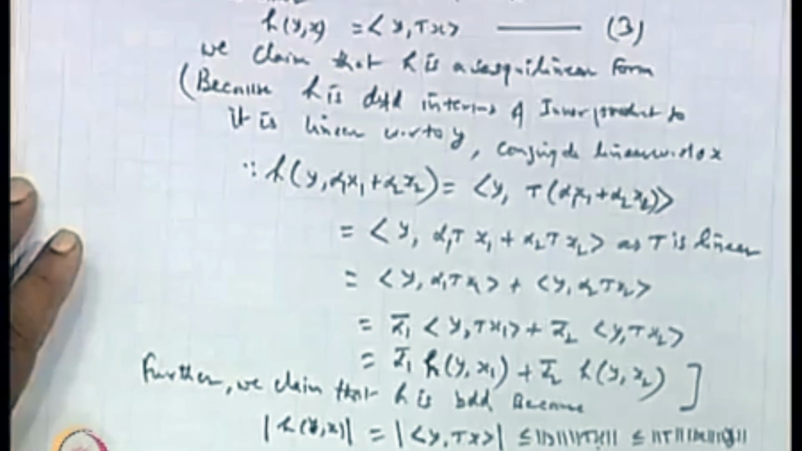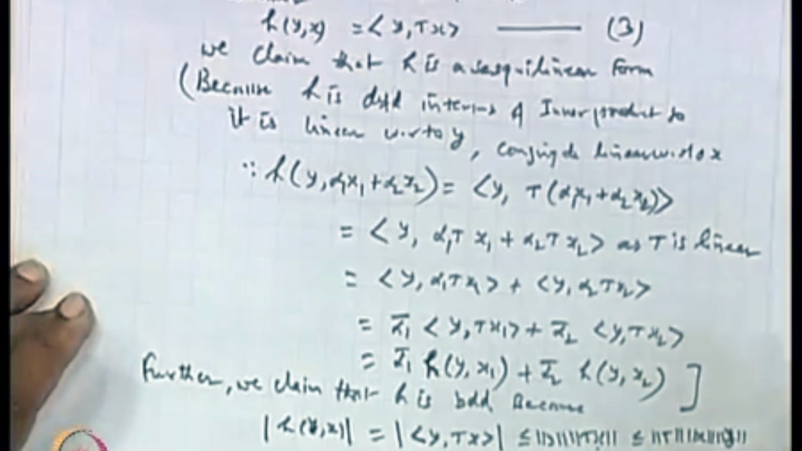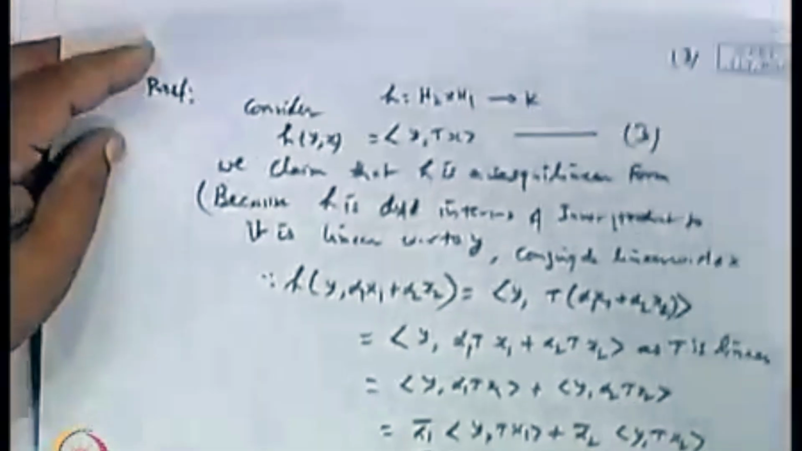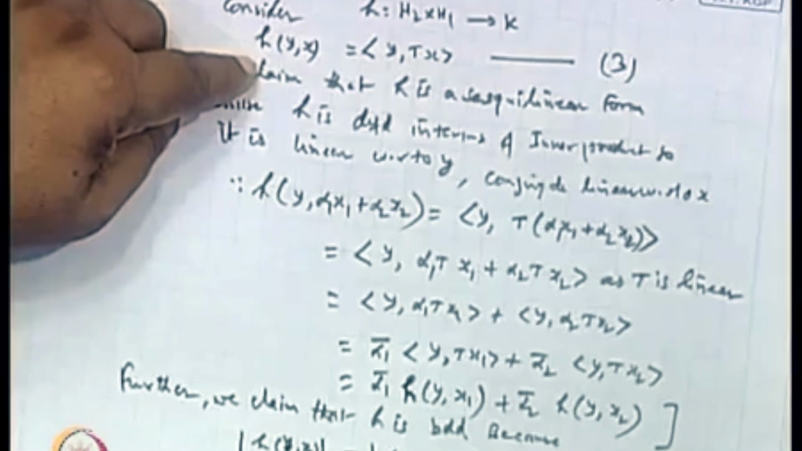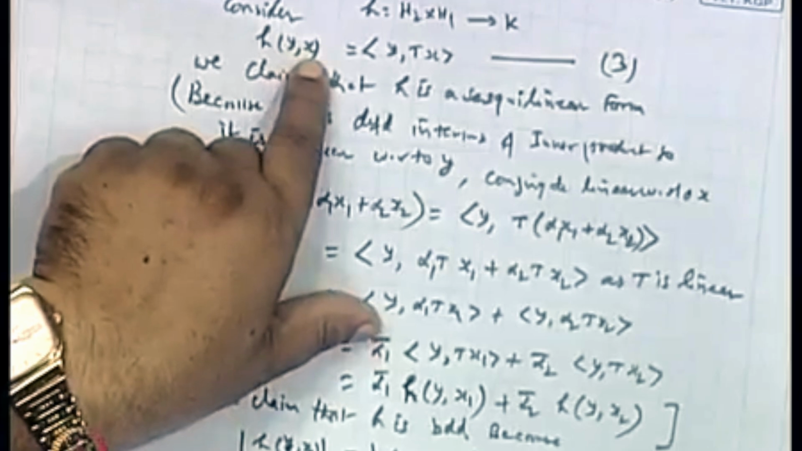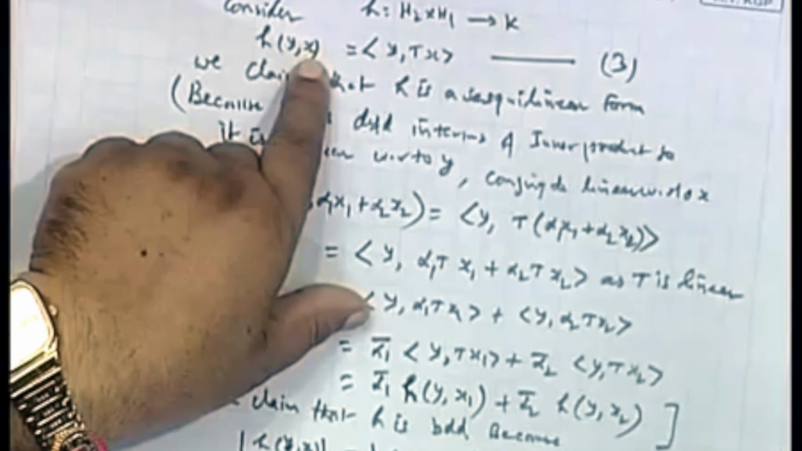Agreed? Sir, we have taken equation 3 from our last proof, na? Yes, because we have already proved that any sesquilinear form will be given in the form of the inner product, where the inner product will be ⟨Sx, y⟩ and S is an operator like this. So I have considered a functional h of y, x in the form of an inner product. So far we don't know that h is a sesquilinear form, but if it is linear with respect to the first coordinate and conjugate linear with respect to the second coordinate, then it becomes sesquilinear.